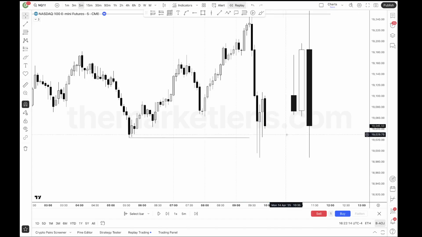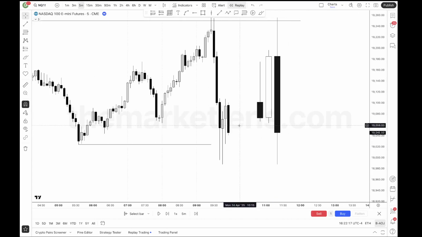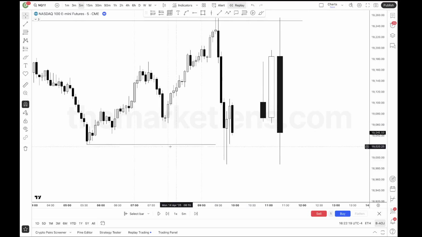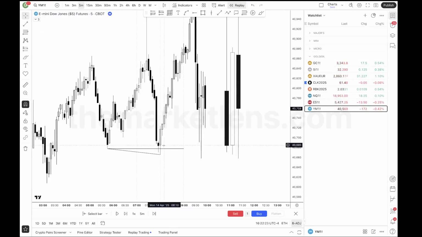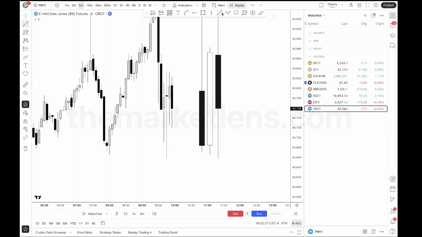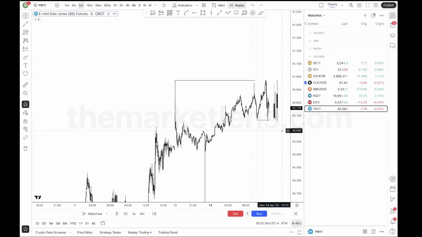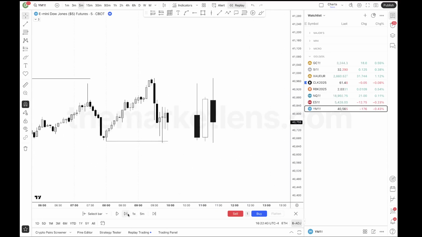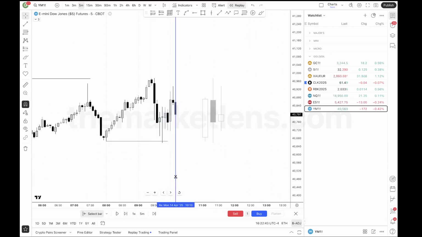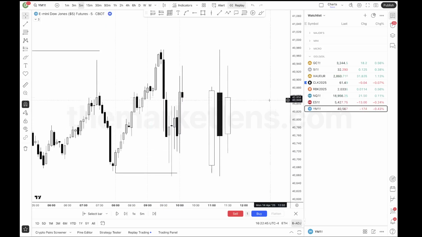And when we think about a continuation signature, ideally we don't wick these lows. So if I look at YM especially, you see how we're wicking these lows and then coming right back in the range. That's not ideal at all, honestly. And like I said, this is not a one-sided narrative in my opinion at all because of the daily chart. It's a bit of a weird day. So when you see price expand back in the range, this is especially a red flag. When I saw this, I didn't even think about trading this day.